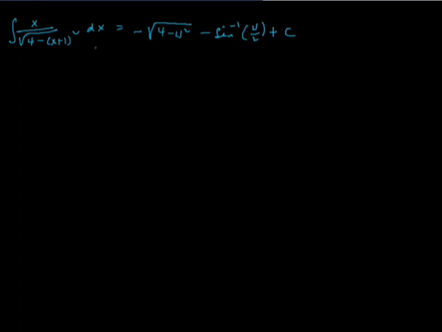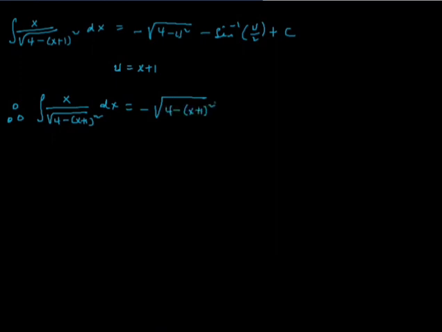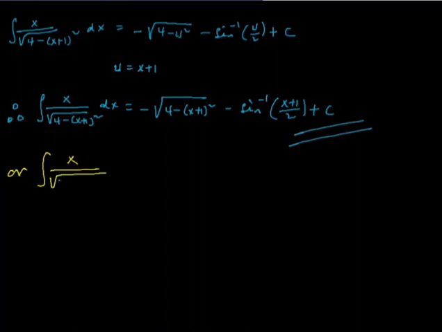To recall, what we took as u is x plus 1. Therefore, substituting x plus 1 for u, the integral of x over radical 4 minus x plus 1 the whole square dx is equal to minus radical 4 minus x plus 1 the whole square minus sin inverse of x plus 1 over 2 plus c. In the form of the question, the integral of x over radical 3 minus 2x minus x square dx, is what we were asked. So the two are equal, the same.